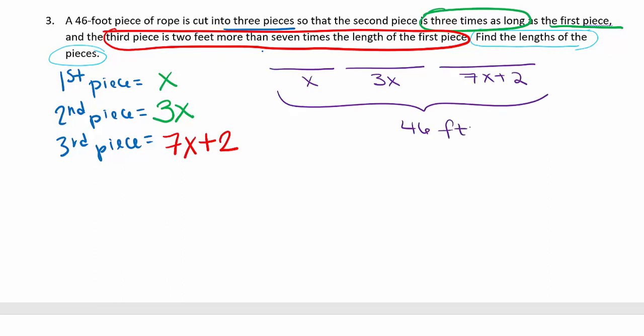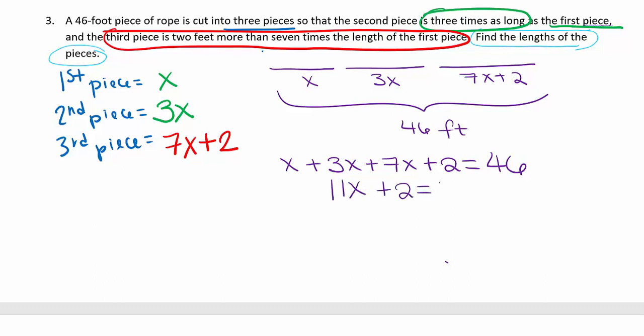Finally, to get my equation, I'm going to use the fact that the total length of this rope is 46 feet. So if I add together the 3 pieces, they have to add up to 46. So my equation is going to be x plus 3x plus 7x plus 2 adds up or equals 46. So to solve, I'm going to combine like terms. If I add up all the x's, I get an 11x, and then plus 2 equals 46.